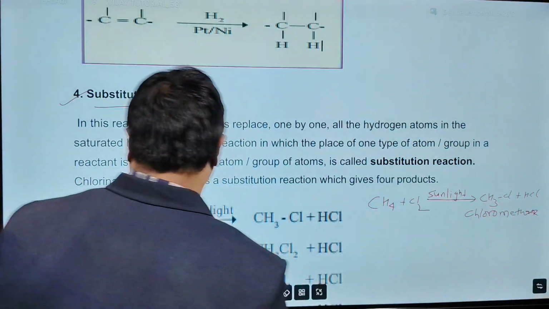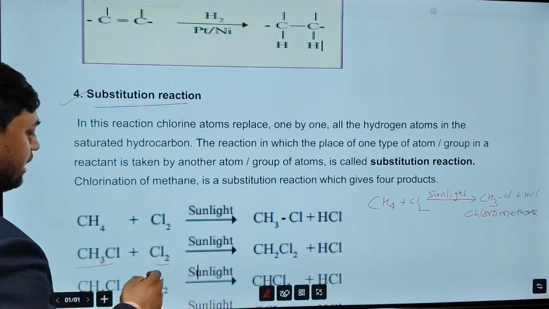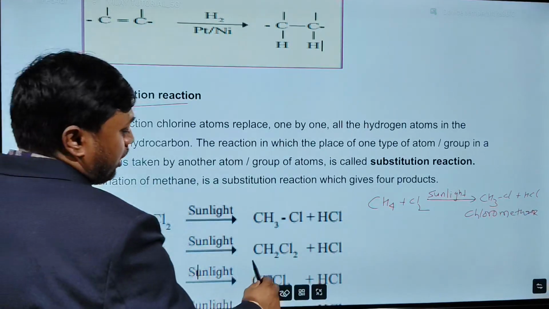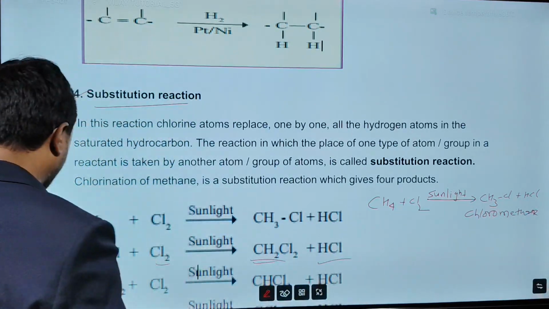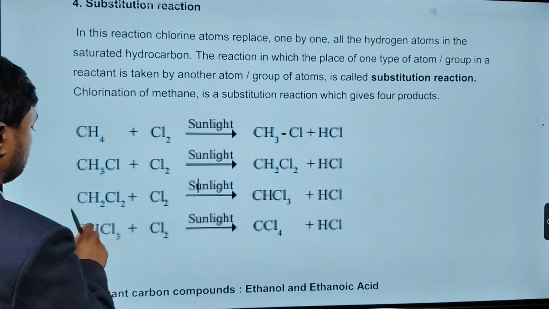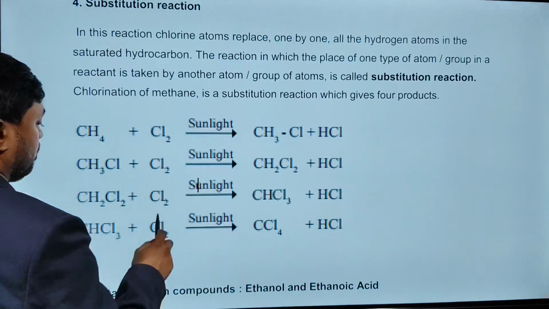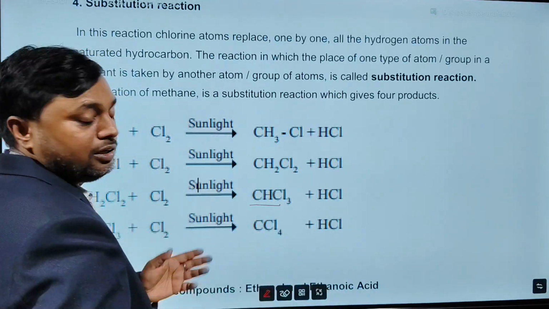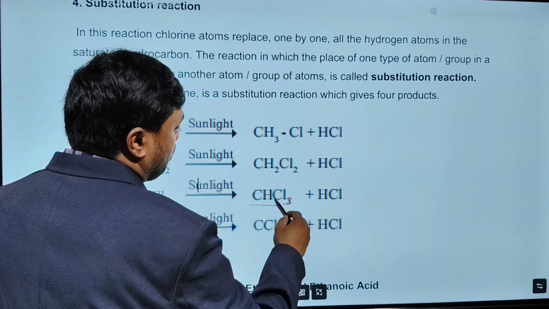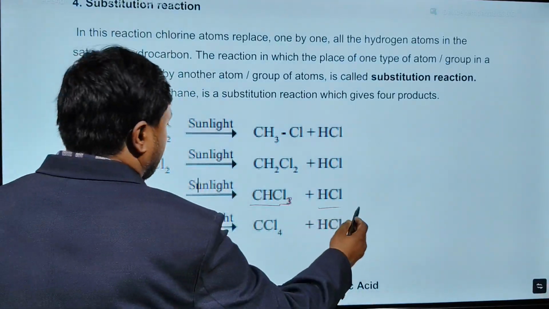Again, if you pass chlorine to the product, again one hydrogen is substituted. So dichloromethane is formed. Again, if you pass Cl2 to CH2Cl2, we form CHCl3, trichloromethane, plus HCl.